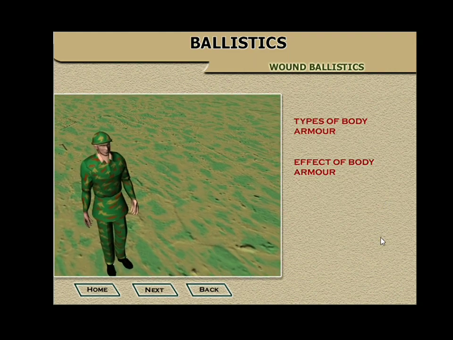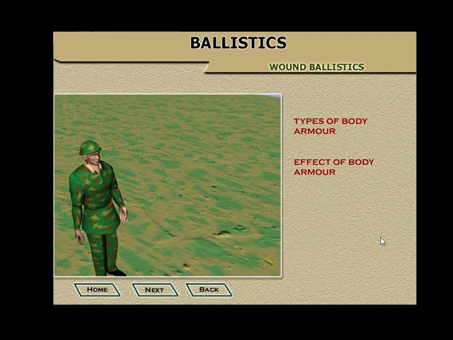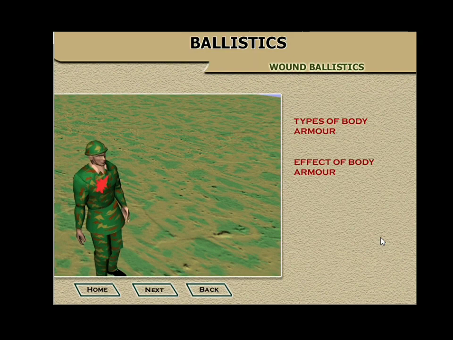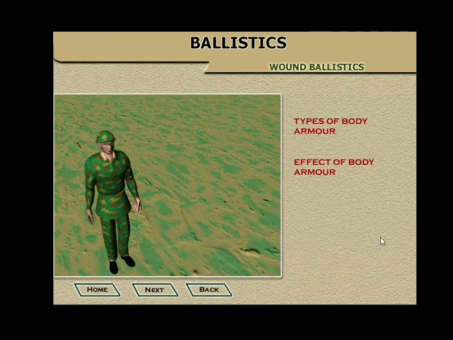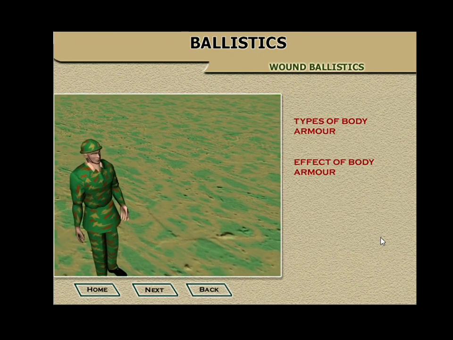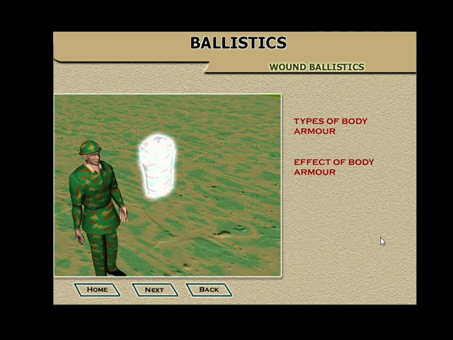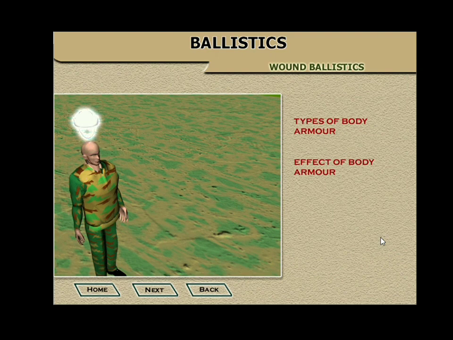Effect of body armor. When a combatant not wearing body armor is hit by a projectile, a wound results depending upon the various factors discussed earlier, and the combatant becomes a casualty. However, when the same combatant dons the body armor, the energy of the projectile is not allowed to be passed to the body of the combatant. Depending upon the type of armor used, the projectile is either totally rejected or is broken into fragments and made to ricochet off the layer of the armor, thereby providing protection to the combatant.